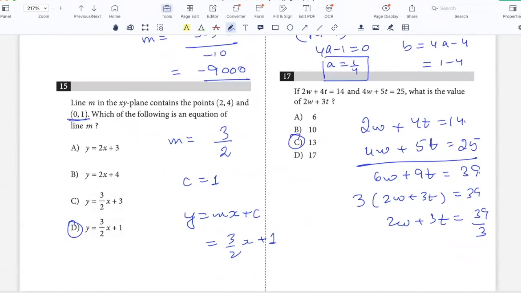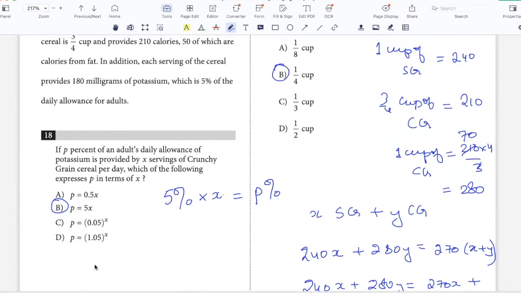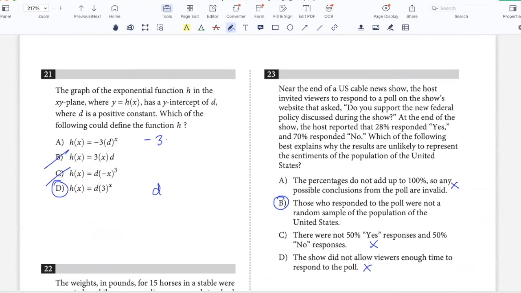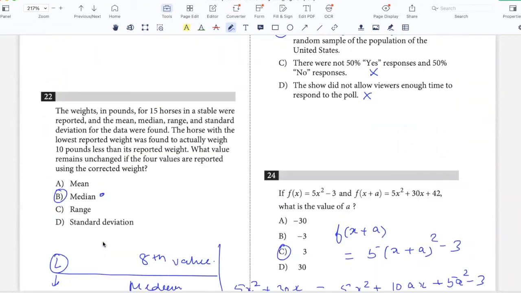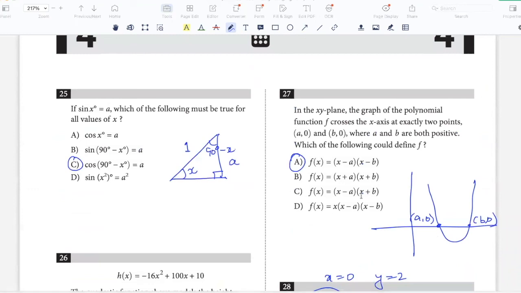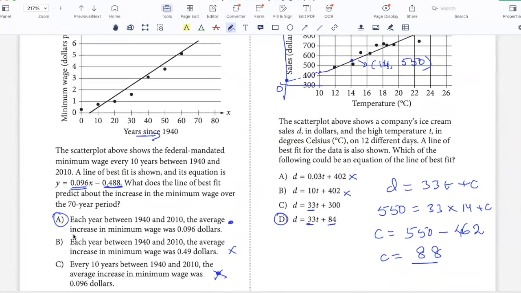ADCBD, 16, BCBBA, okay, 21, DBBCC, 26, DACAD.